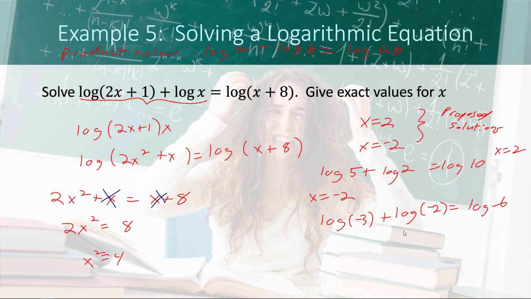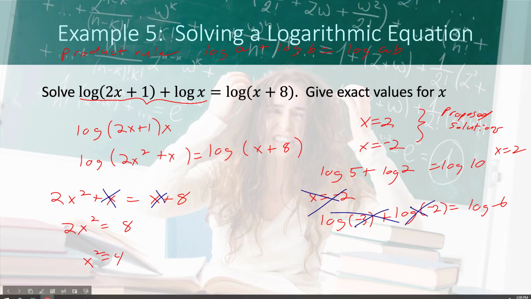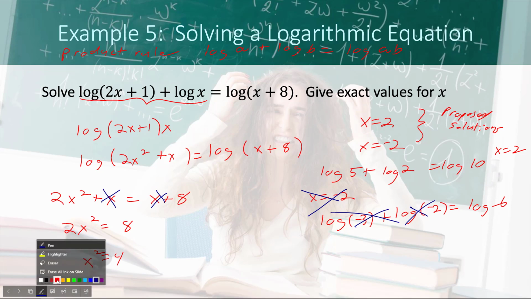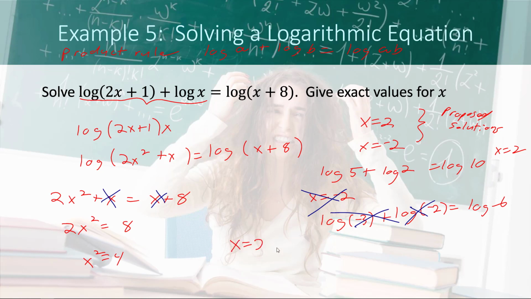Notice that these are negative values, and we cannot have negative values. So these are excluded. These cannot be possible, and therefore x equals 2 must be excluded. As a consequence, the only solution for this particular equation is x equals 2, and the solution set would be {2}.